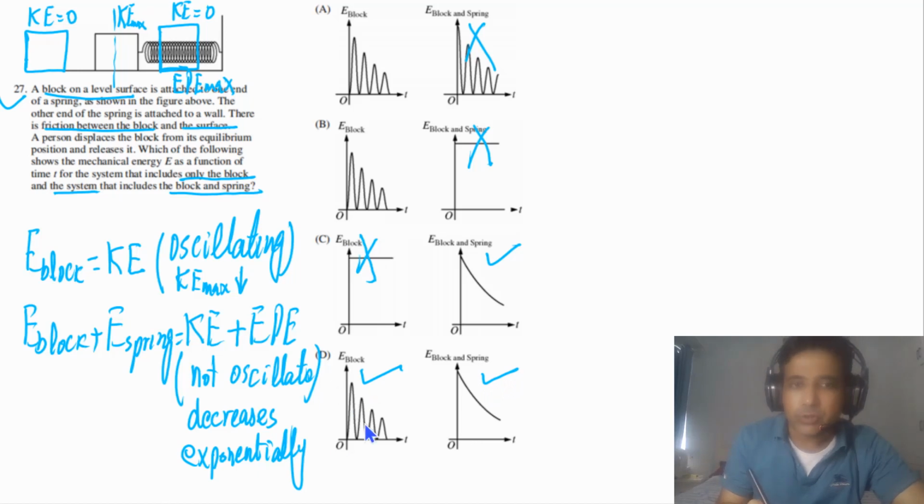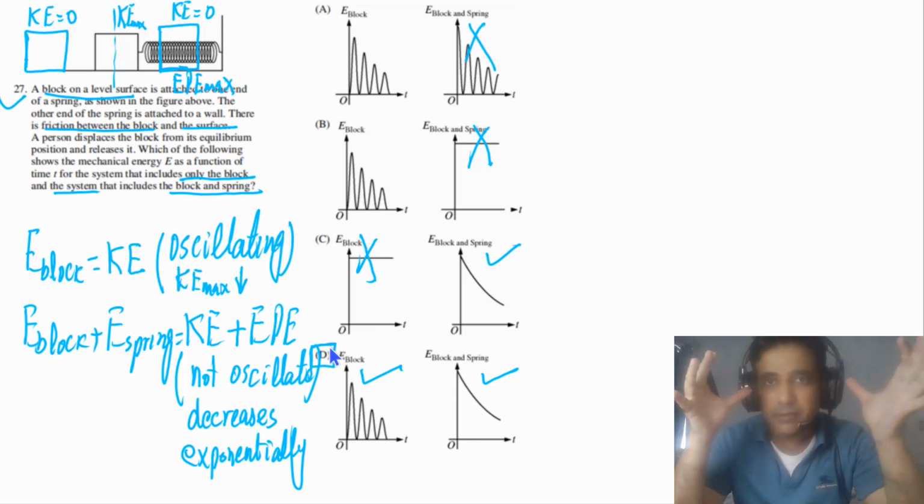So kinetic energy is oscillating, you can see, but the peak is always lower than before, meaning the system is losing energy, and total energy of the system just keeps on decreasing exponentially. So the answer for this question is D. A beautiful question, a little bit tricky one, but if you have some understanding of conservation of energy for a spring mass system, it is very easy to figure out.